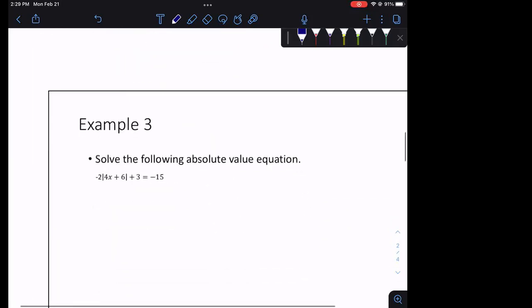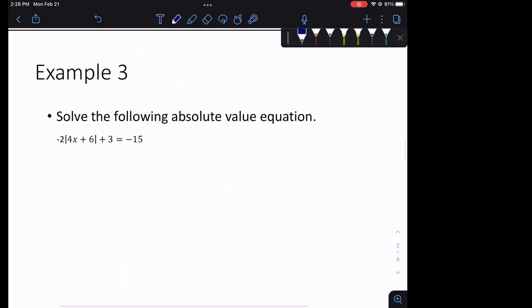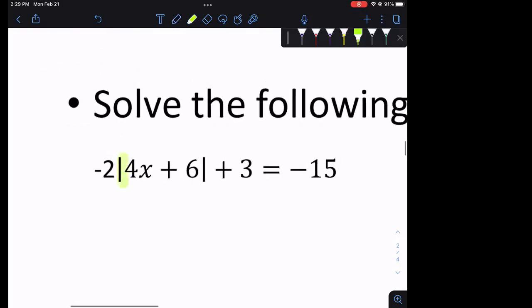All right, so example 3. Again, for our absolute value problems, we want to, first of all, isolate the absolute value bars. So here are my absolute value bars. Everything else needs to be moved. So this one has 2 different pieces on the left-hand side with the absolute value bars. So we've got to move both of those.